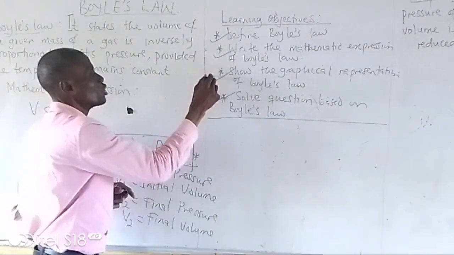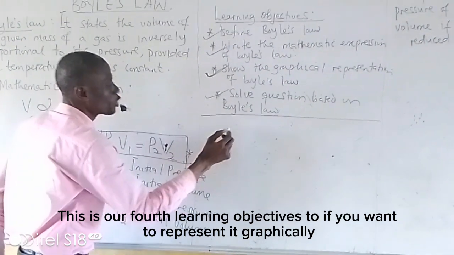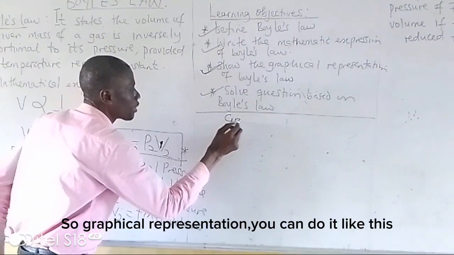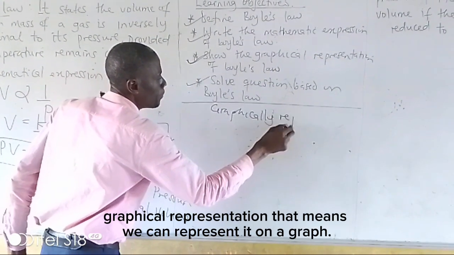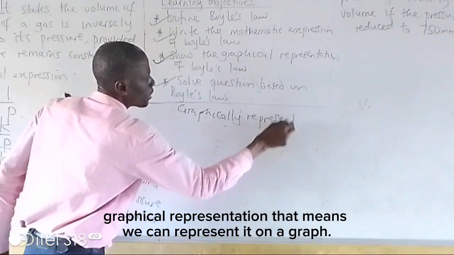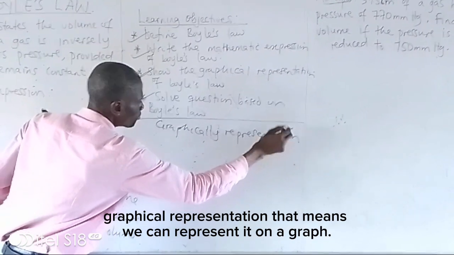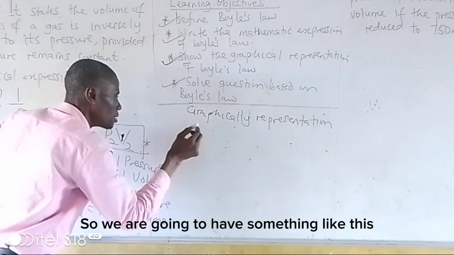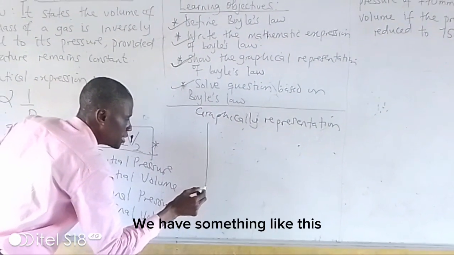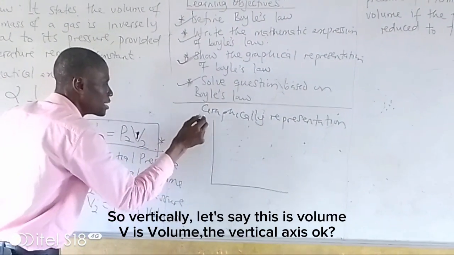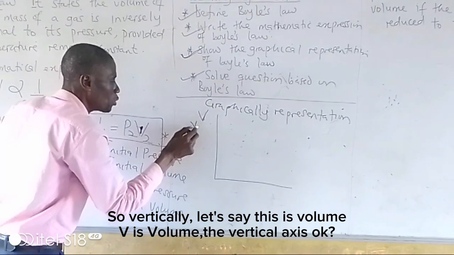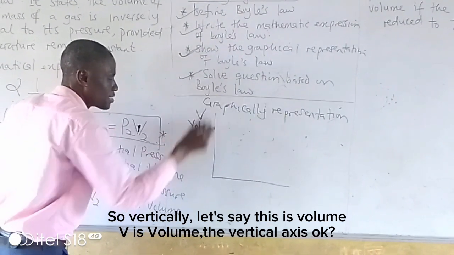Graphical representation. That means we can represent it on a graph. You can have something like this. Vertically, let's say this is volume. V is volume on the vertical axis.